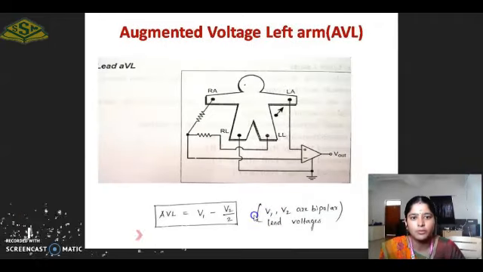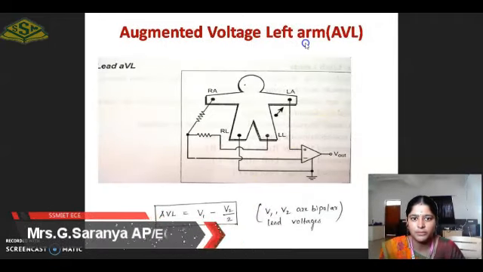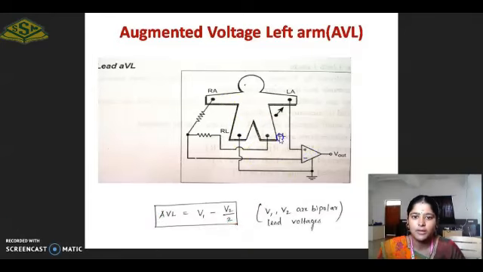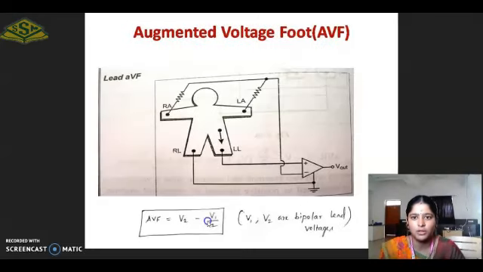Next one is augmented voltage left arm. A connection from the left arm is directly connected to the positive terminal of the amplifier. Next, the right arm and left leg are connected with equal resistances, and their combination is connected to the negative terminal of the amplifier. Here the voltage measured is equal to (V1 minus V2) divided by 2.